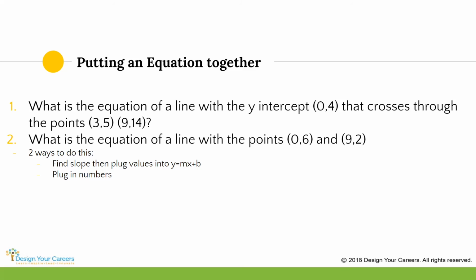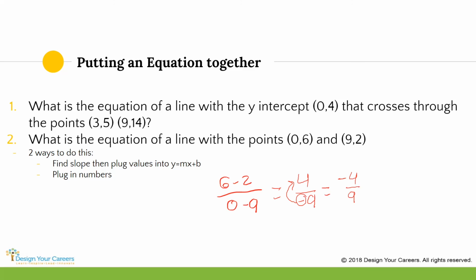So I'm going to do 6 minus 2 divided by 0 minus 9, giving us 4 over negative 9. Remember, we don't like that negative in the denominator, so we're going to bring it up to our numerator, which is that value on the top, giving us negative 4 divided by 9.